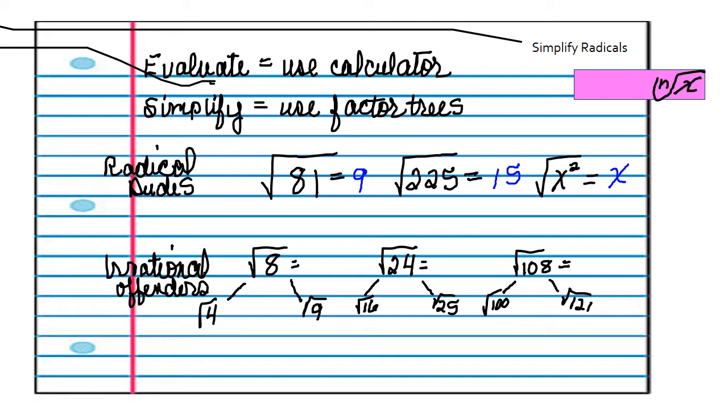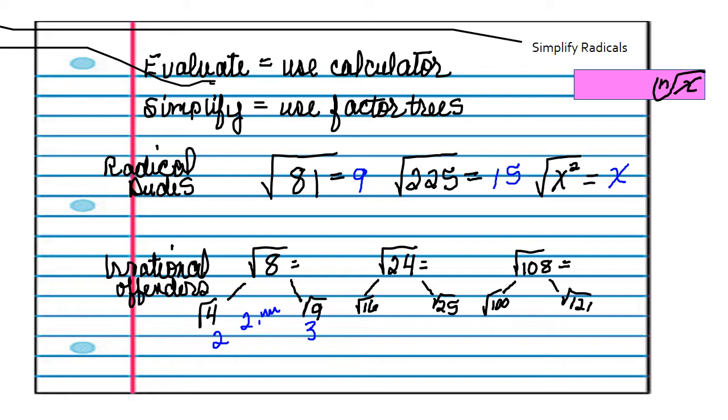Our irrational offenders, for instance, we have the square root of 8. He's not perfect. We know it's in between the perfect square root of 4 and the perfect square root of 9, which means that it's going to be somewhere between 2 and 3, or 2 point yada yada yada, where the decimal is going to be rather high because it's really close to the 9.